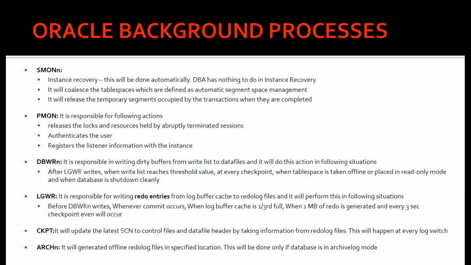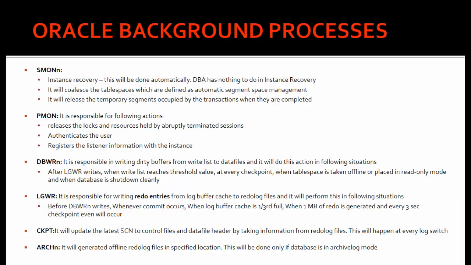Now what is this log switch? Nothing but if we have two redo log files, when the first redo log file is full, log writer will start writing onto the second redo log file. This switching of log file from one redo log file to the next redo log file is known as log switch. Now at every log switch, what will happen is checkpoint process, it will update the latest SCN number to the control files and data file header by taking the information from redo log files.